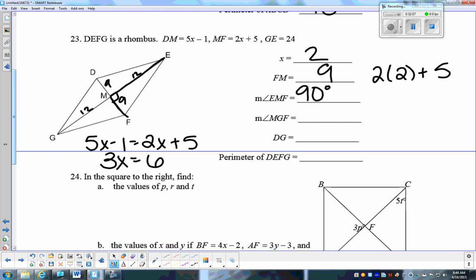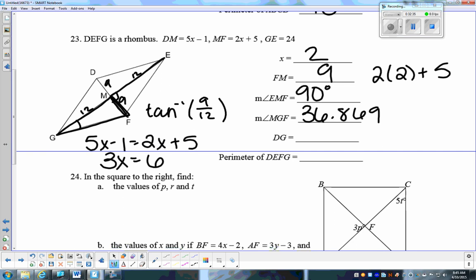So for MGF, we're going to have to use some trig. We know that that piece is 9, so we're looking for this angle. So MGF is going to be the tangent inverse of 9 over 12, which is 36.869.